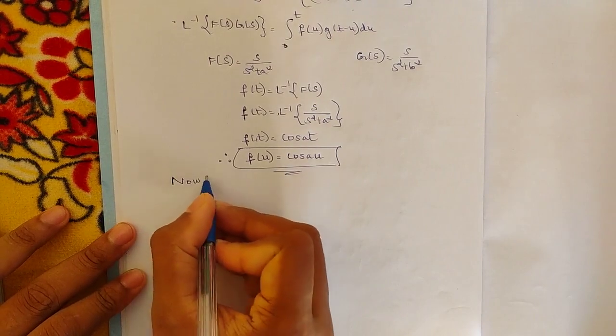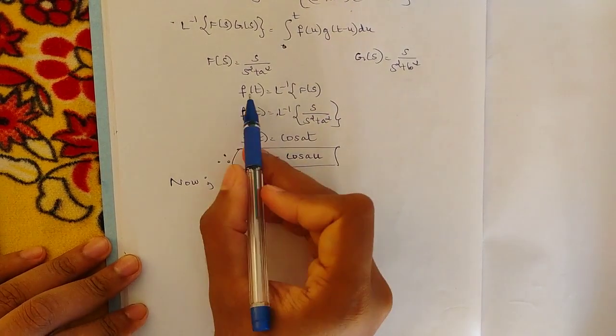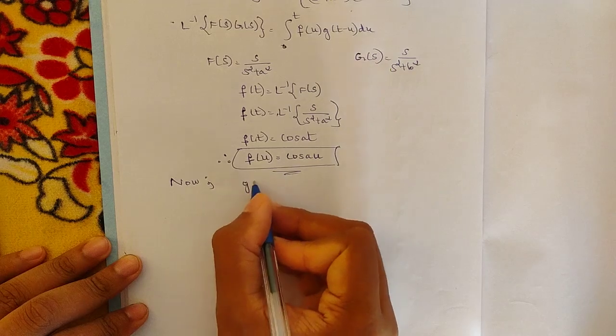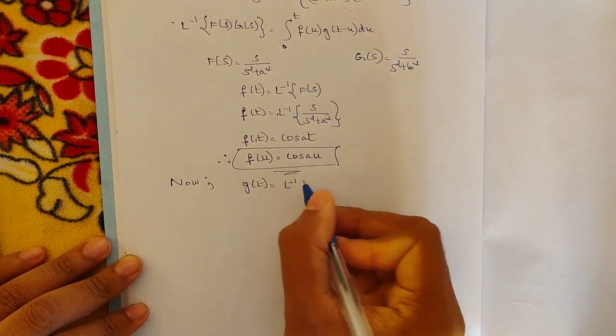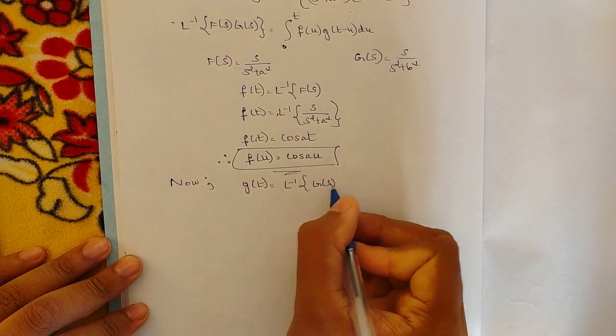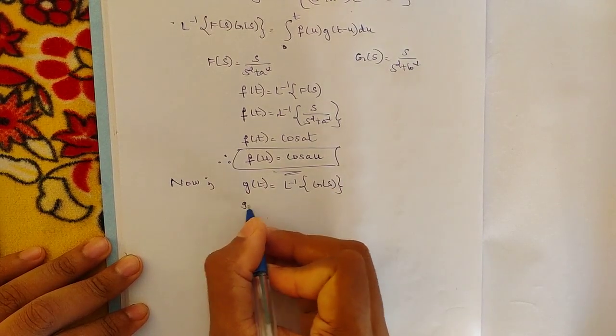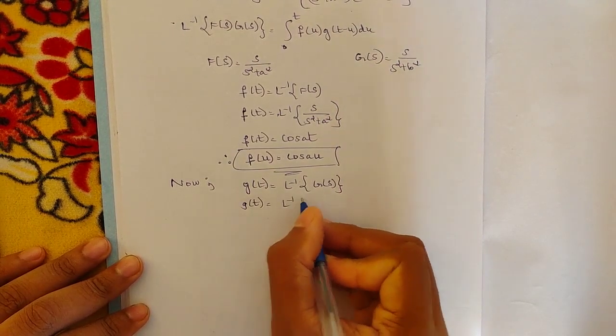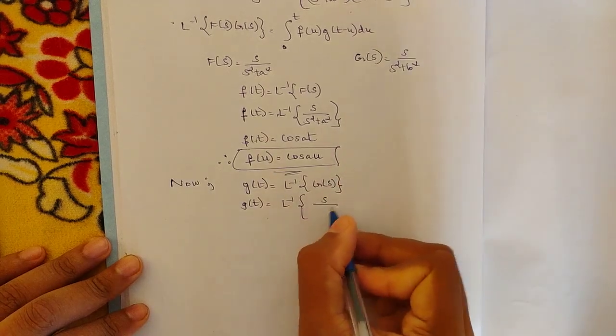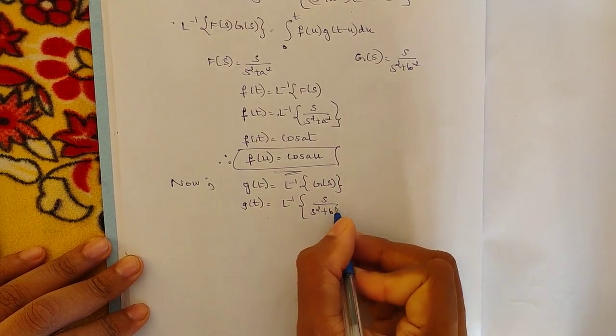Now, if f of t is L inverse of f of s, then g of t would also be L inverse of g of s, right? So g of t is equal to L inverse of s divided by s square plus b square.